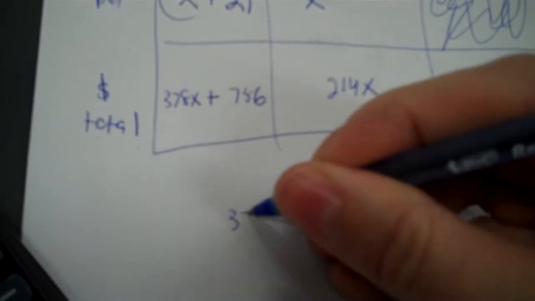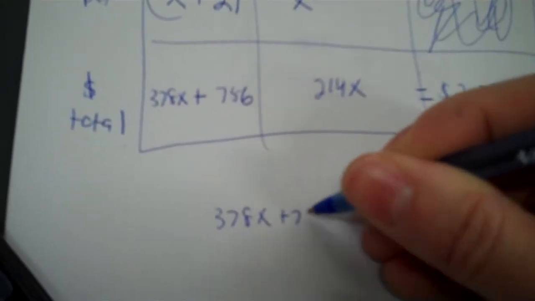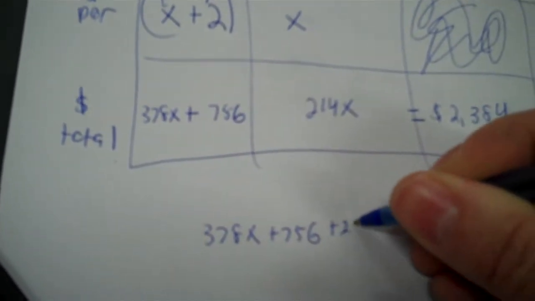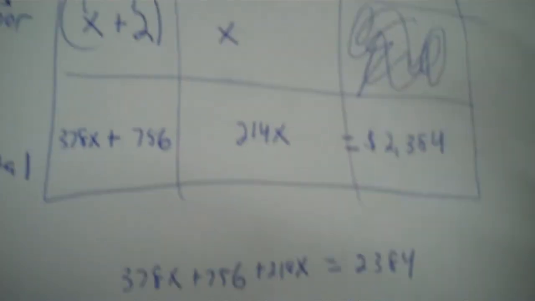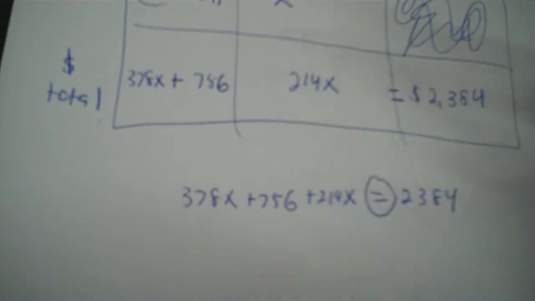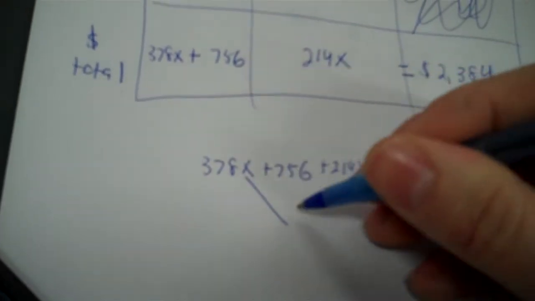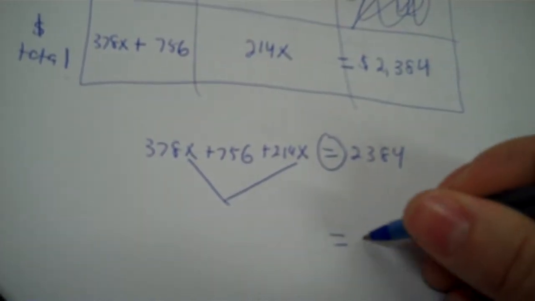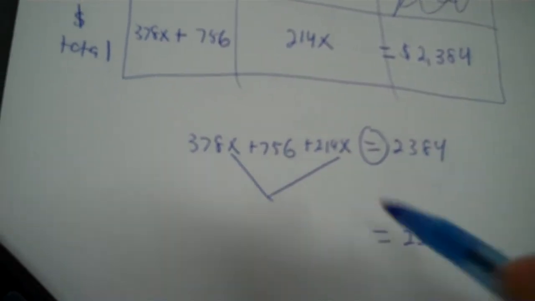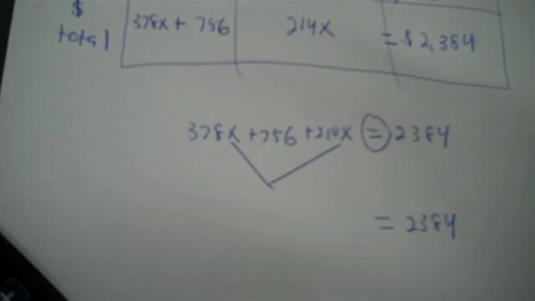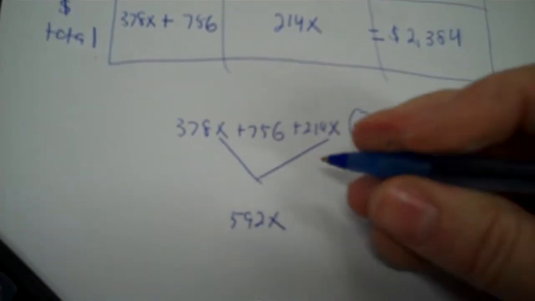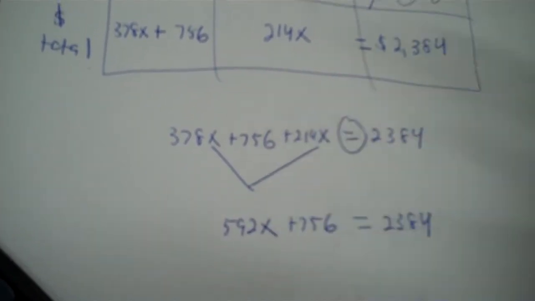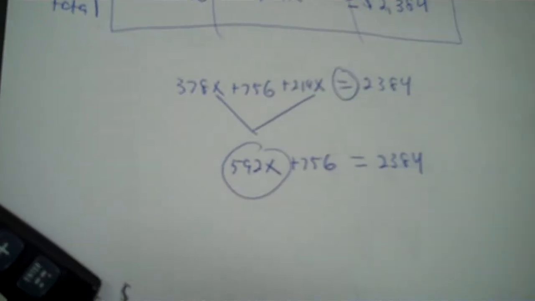Takes a complicated problem and simplifies it. So we have 378X plus 756 plus 214X equals 2,384. Okay, so you combine like terms of your X's because they're on the same side. So 378 plus 214 is 592X plus 756. Okay, you get the X by itself.